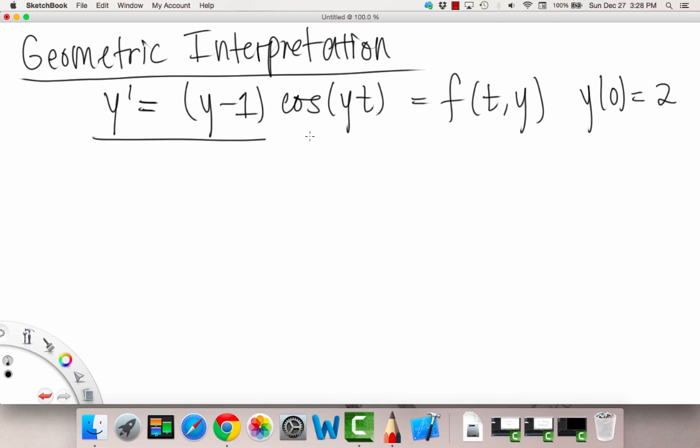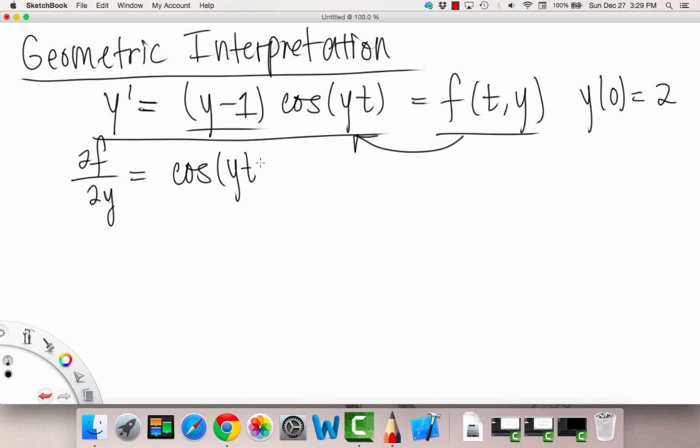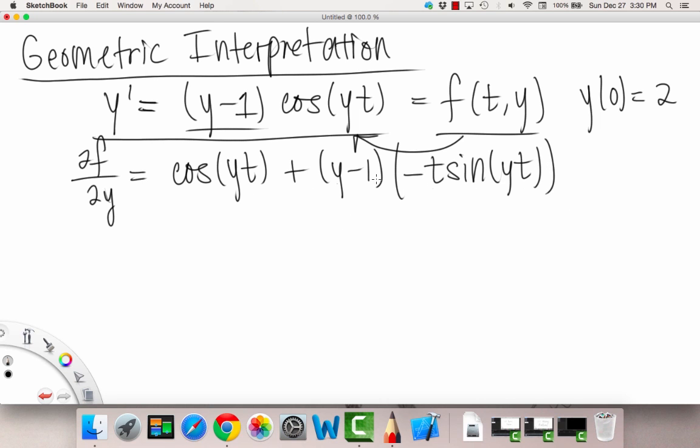So this is some ODE, already in normal form. Our function f of t and y seems to be continuous. It's not discontinuous anywhere, because cosine is a continuous function, as is y minus 1. Also, if we take the partial of f with respect to y, we get cosine of yt plus y minus 1 times negative t sine of yt, which again involves only cosines and sines, none of which are discontinuous anywhere, so this is also continuous.